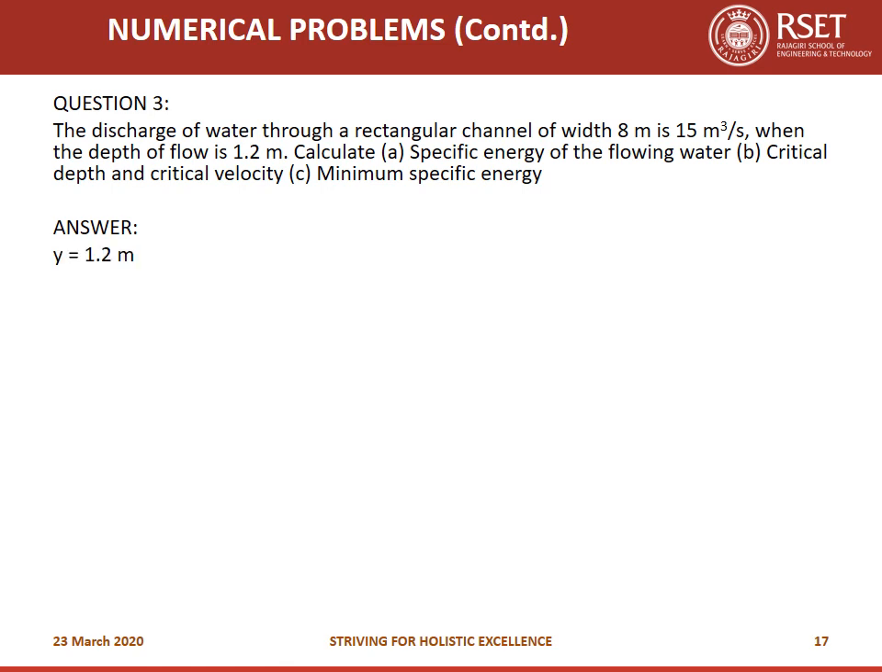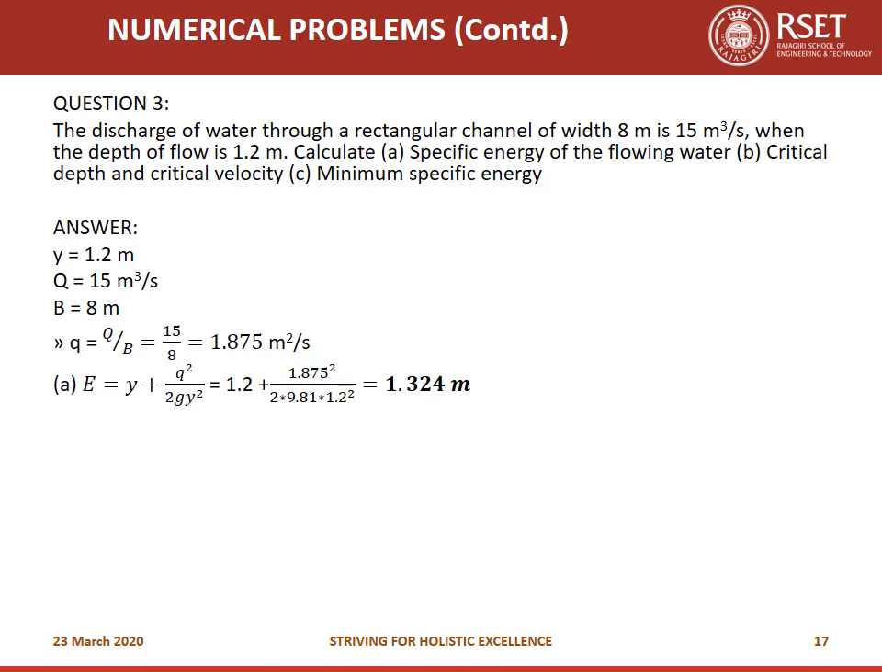The depth of flow is 1.2 meter. Discharge is 15 meter cube per second. Width of flow is 8 meter. So discharge per unit width comes to 15 divided by 8, which is 1.875 meters squared per second. Specific energy is given by y plus q squared by 2gy squared, which is 1.2 plus 1.875 squared divided by 2 into 9.81 into 1.2 squared. I simply substituted the values that are already known to me, and I got the value of specific energy, which was the first part of the question.